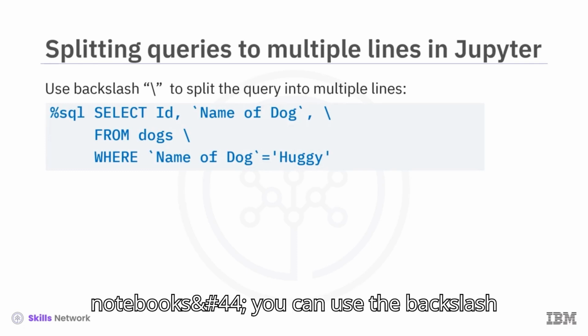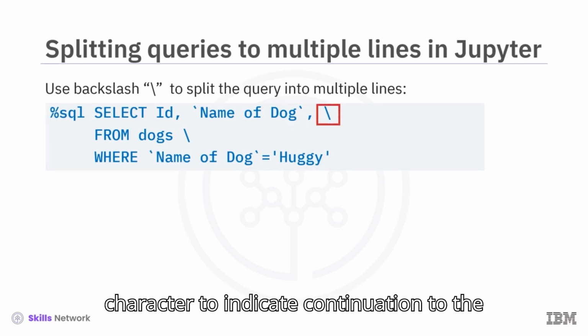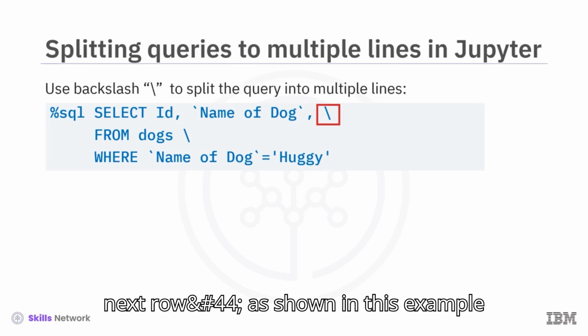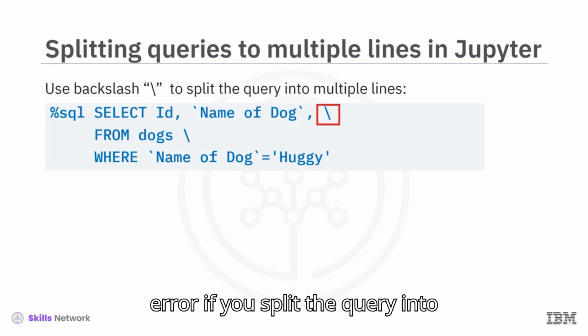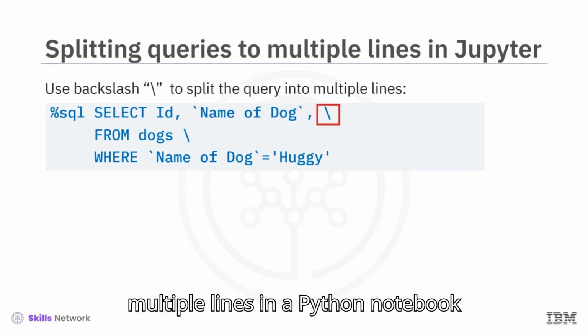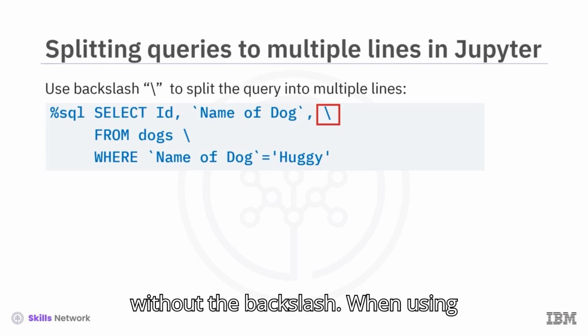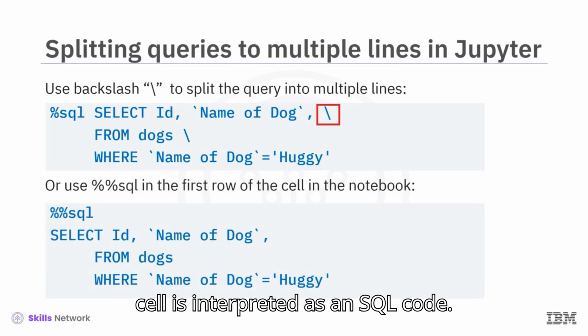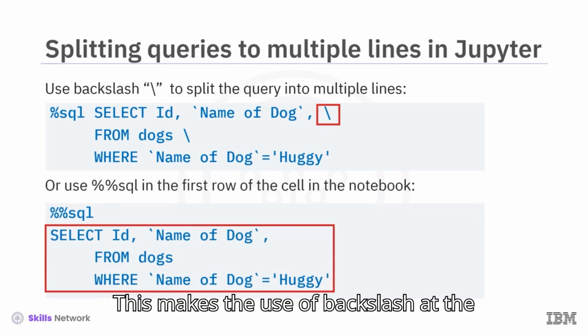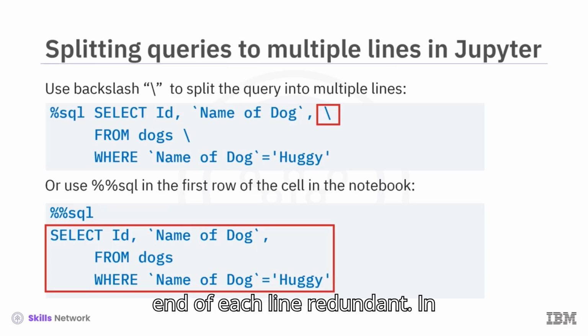In Python notebooks, you can use the \ character to indicate continuation to the next row, as shown in this example using line magic. You might get an error if you split the query into multiple lines in a Python notebook without the \. When using SQL cell magic, the content of the cell is interpreted as SQL code. This makes the use of \ at the end of each line redundant.